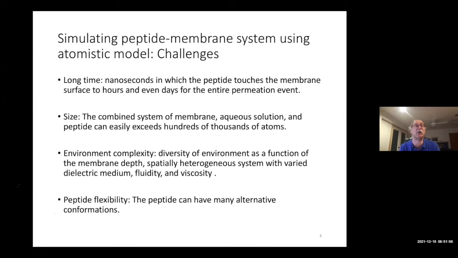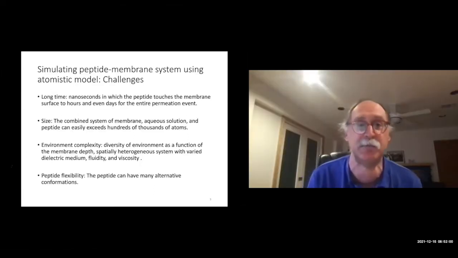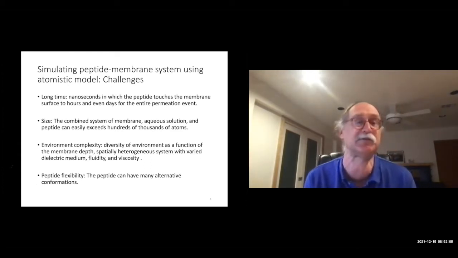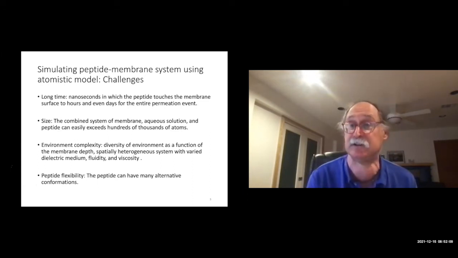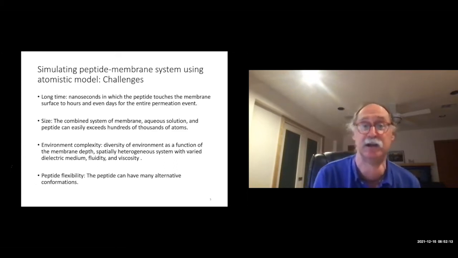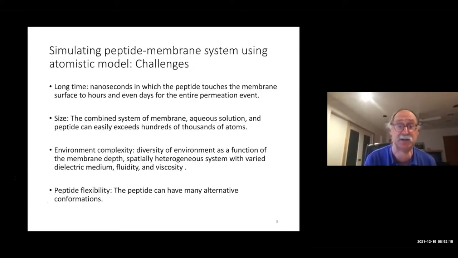We want to simulate this peptide-membrane system using an atomistic model to try to get the best insight that we possibly can. And there are a number of challenges. The obvious one is that this is a very long time process that extends over many scales, starting from nanoseconds, in which the peptide is attached to the membrane surface.